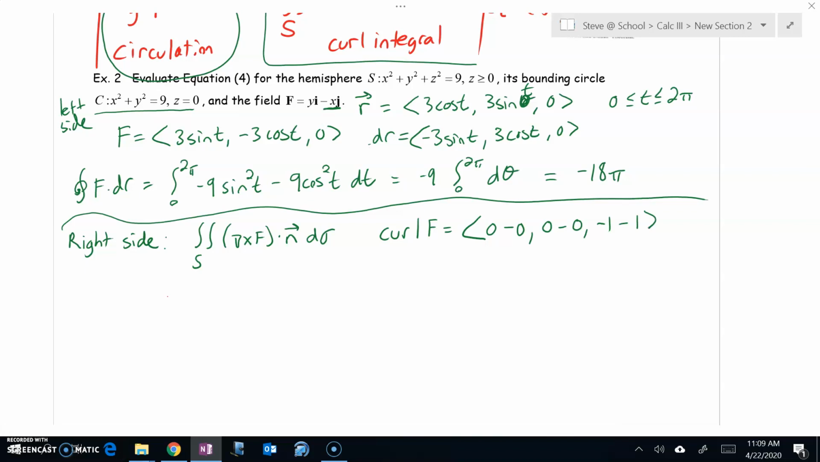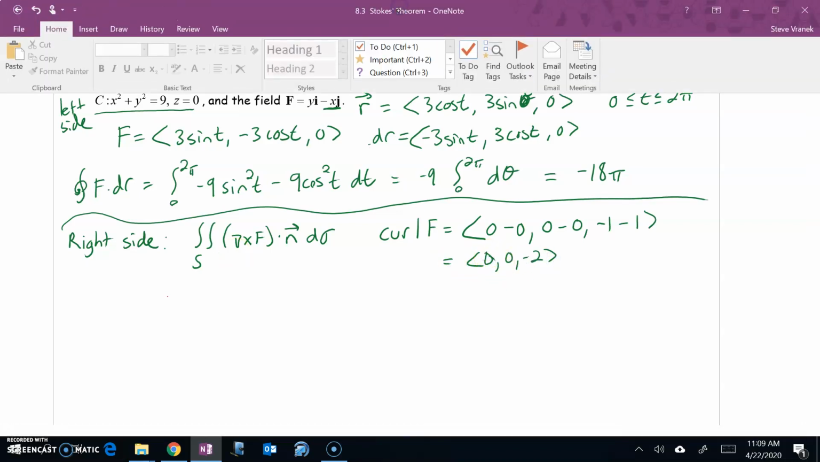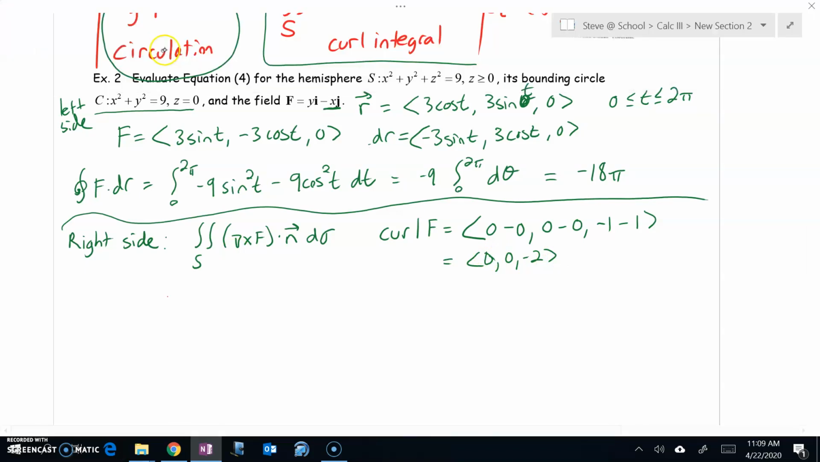So it really only affects the k component of curl. So we have 0, 0, negative 2. Okay, so we've got this piece right now. Let's check off what we have just so we can keep track. We've got this piece. Okay. Now we need to find the normal vector, right?